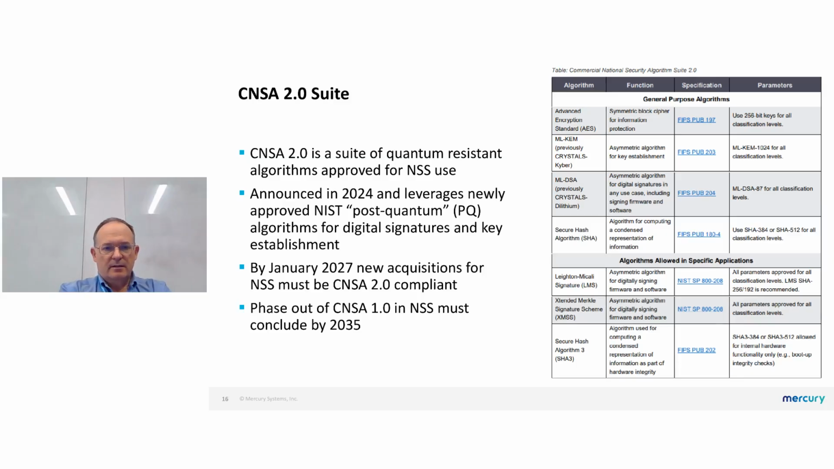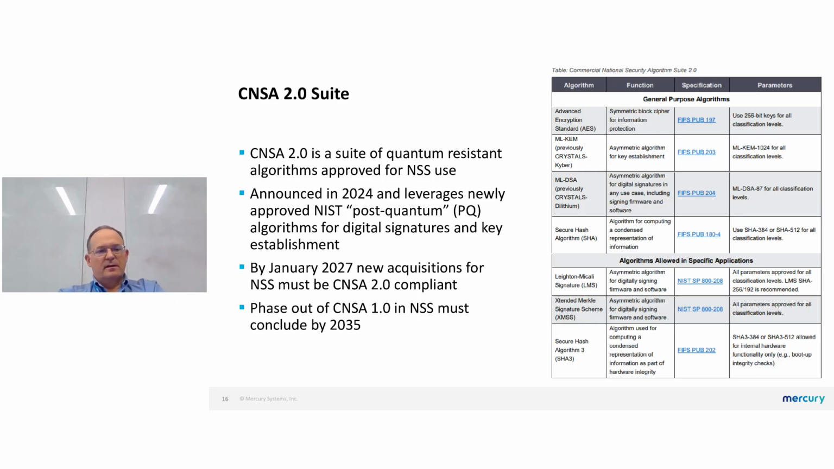You'll note that AES is still part of the suite, and AES with 256-bit keys is believed to be resistant to anticipated quantum computer attacks. And the secure hash algorithm, referred to really as SHA-2, and the 384 and 512-bit variants, also continue to be approved for general purpose use in quantum resistant systems.